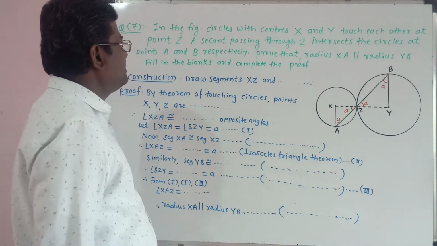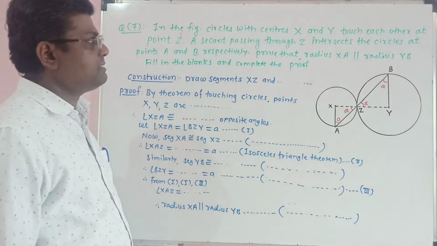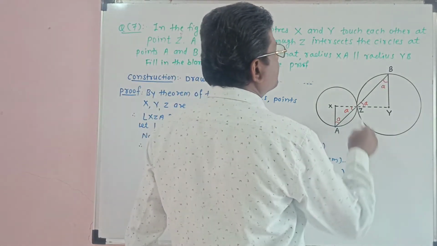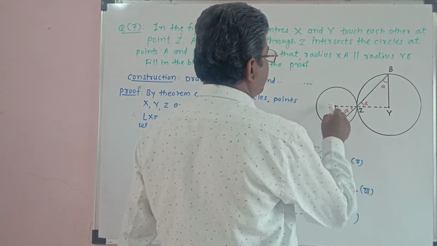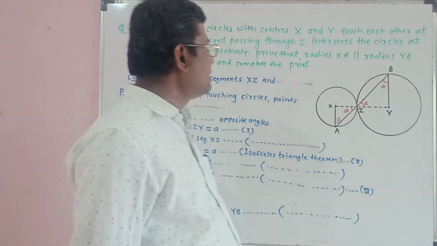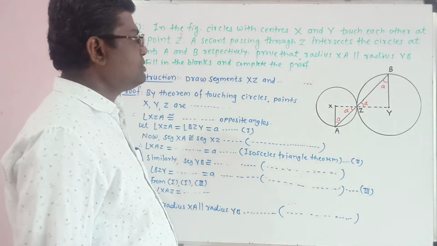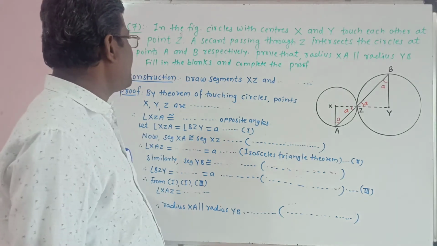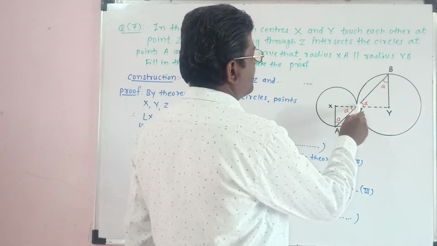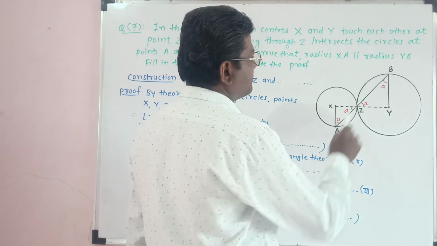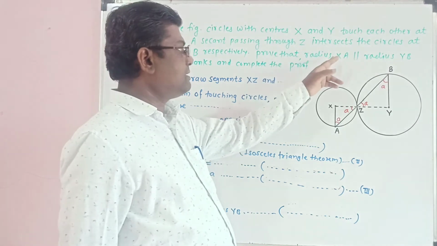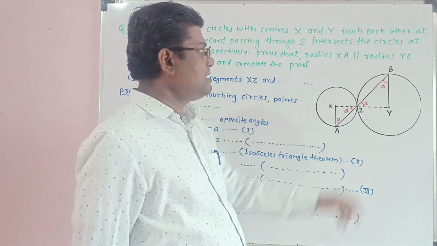Question number 7. In the figure, circles with centers X and Y touch each other at point Z. There are two circles, circle with center Y and circle with center X. These two circles touch each other externally at point Z. A secant passing through Z intersects the circles at points A and B respectively. If we draw a secant passing through point Z, then it will intersect both the circles at points A and B respectively. Prove that radius XA parallel radius YB.